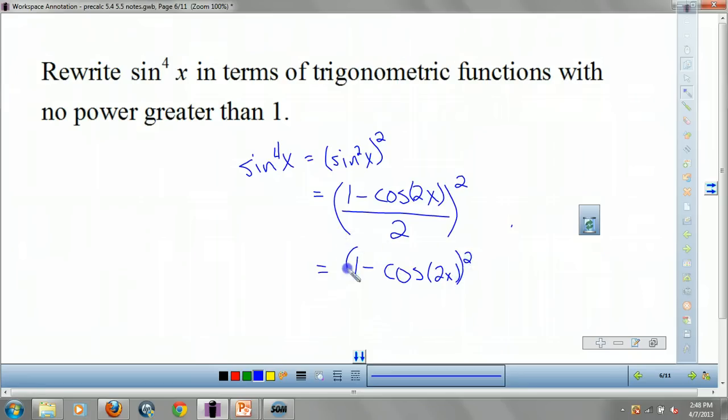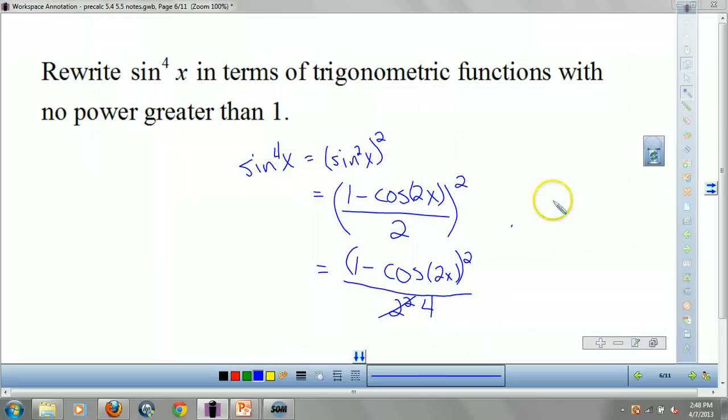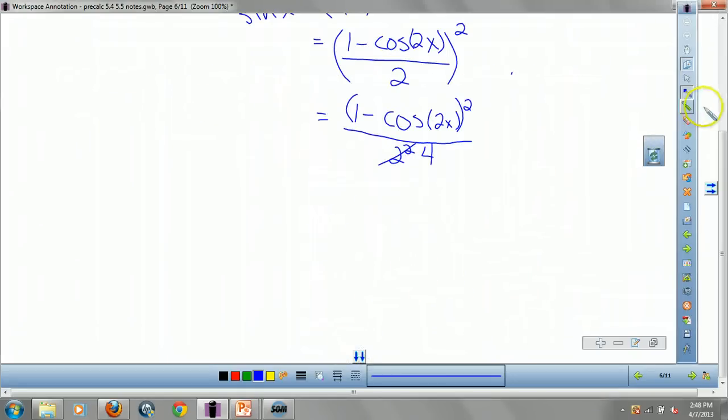This whole thing squared all over 2 squared, which is also known as 4. Okay? Now, I'm going to FOIL out this beast. Okay? Because I can't distribute squared through. No matter how many times you guys try it, it doesn't work. Okay? Now, so let's see here.